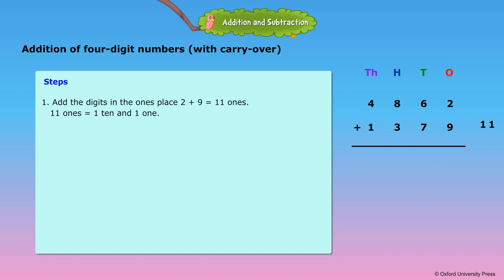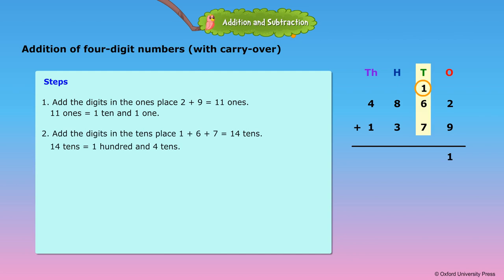In 11, the 1 in the ones place goes under 9 in the ones column, and the 1 ten goes over 6 in the tens place as carryover. Add the digits in the tens place. 1 plus 6 plus 7 is equal to 14 tens. 14 tens is equal to 1 hundred and 4 tens. Put 4 tens under 7 in the tens column and carry over 1 hundred over 8 in the hundreds column.